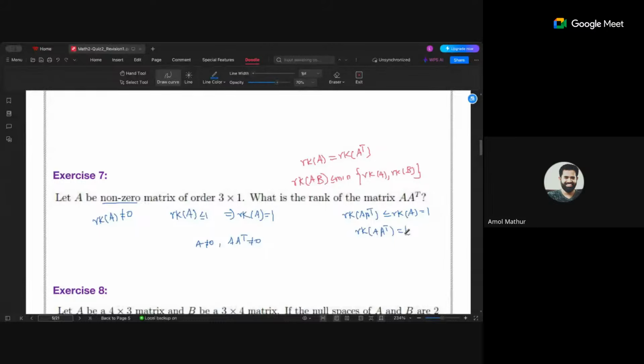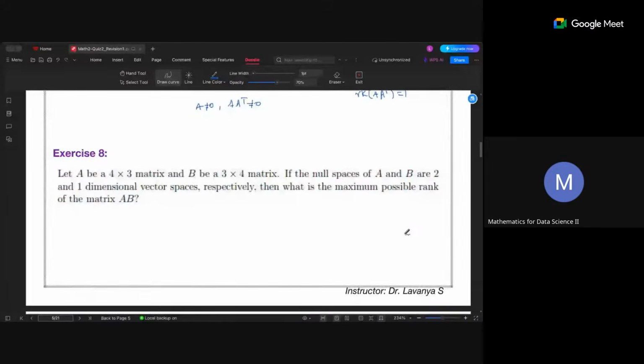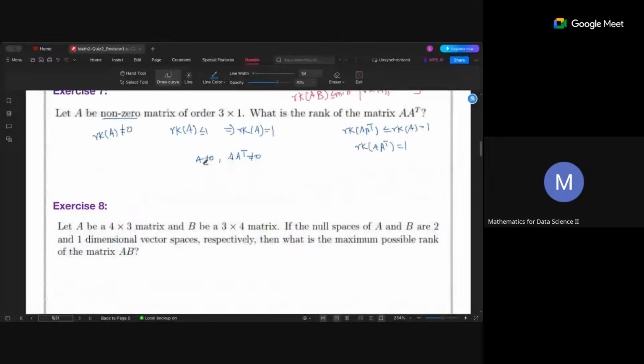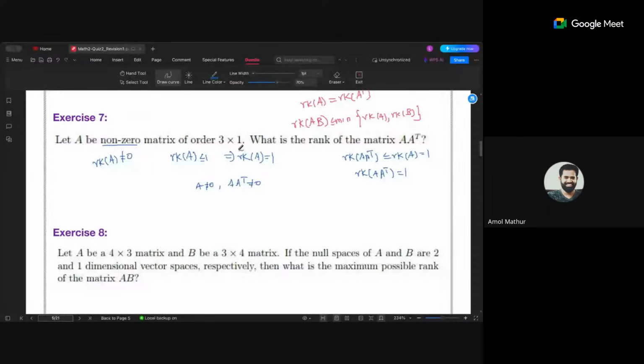Excuse me, can't we think it directly? How? What do you mean by directly? It's a 3 cross 1 matrix, and the transpose is going to be 1 cross 3, and simply it shows that it will be forming a matrix which is going to have single. What is the order of A A transpose? 3 cross 3. Okay. Yeah.